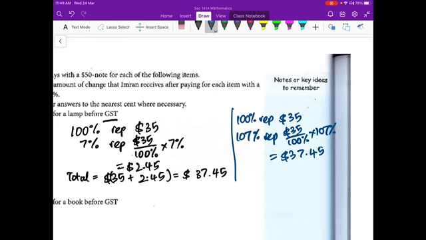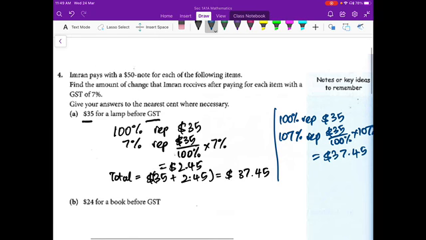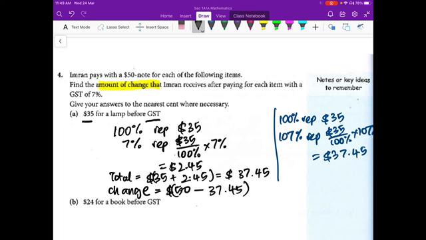So now we do B, C, D. No, we're not done with part A. Oh, they ask us for the amount of change. Then we have our $50. That one is not a must, but I encourage you to do it. So change will be 50 minus away your 37.45. And we get 12.55. This is the change that he's getting.